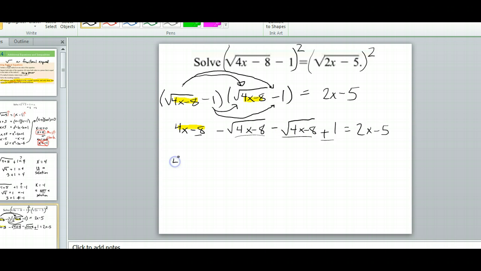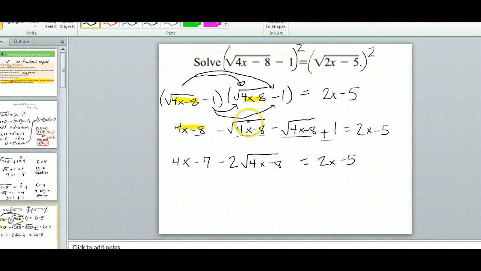So we've got a 4x, a negative 8 plus 1 is minus 7, and a minus the square root of 4x minus 8 minus another one is minus 2 square root of 4x minus 8. And that equals 2x minus 5.